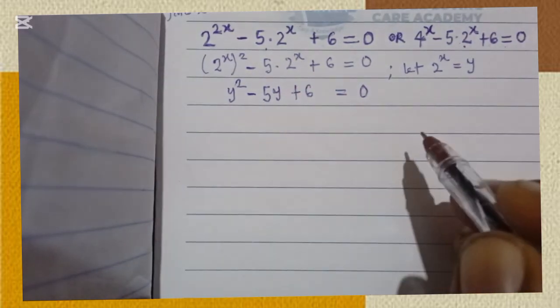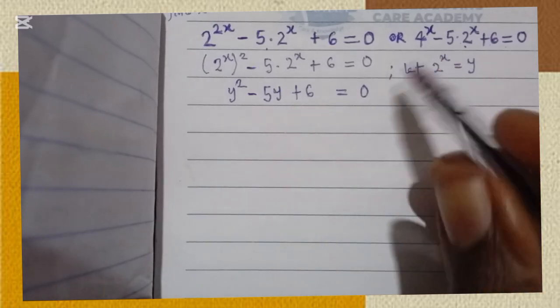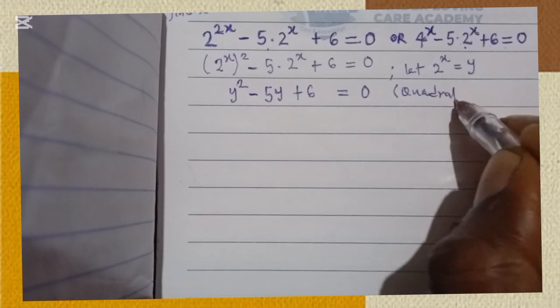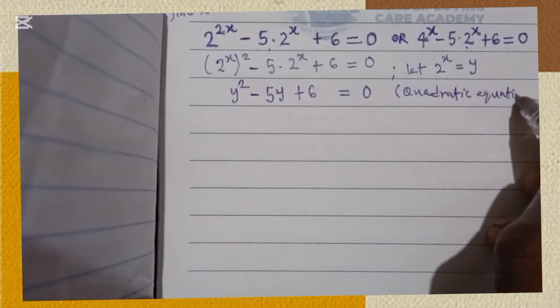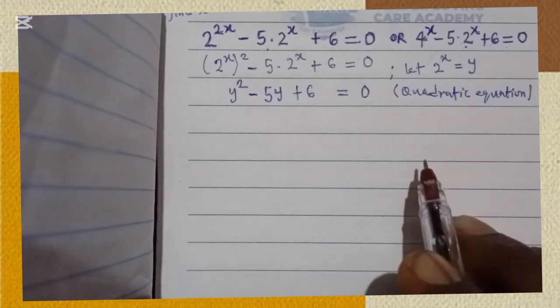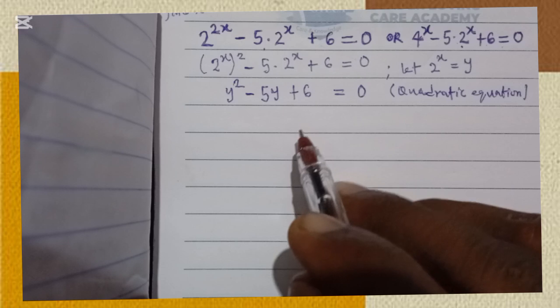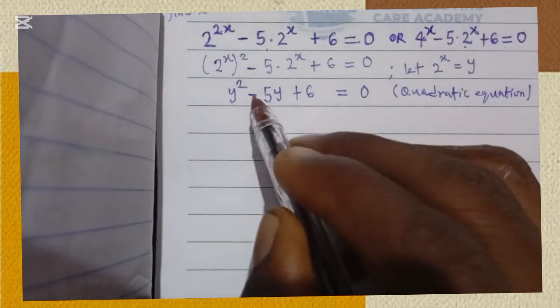You see that this equation has been transformed to something else entirely, and this is already a quadratic equation. I hope you agree with me, a quadratic equation, because y is raised to the power of 2. A quadratic equation can be solved using different methods: the factorization method, the formula method, and the completing the square method. So let's use the factorization method.